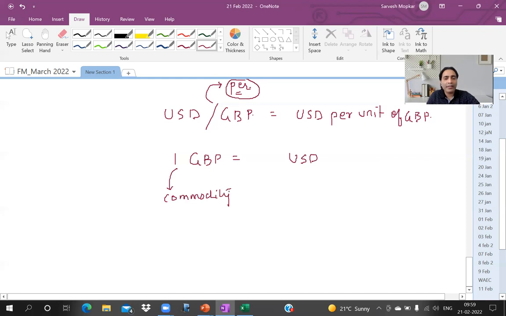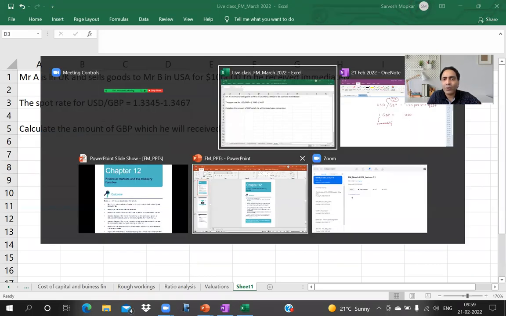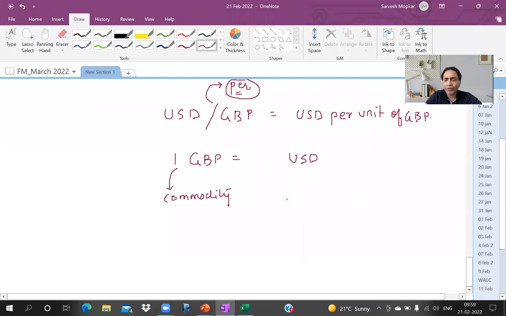Now, the second thing you need to notice is there are two rates that have been given to you. Can you all see that? One is 1.3345 and 1.3467. All of you, can you notice? Did you all notice that I have given you two rates? Now, let me ask you. Yes, it confused me. Okay. No confusion. Everything is so easy. Don't worry.